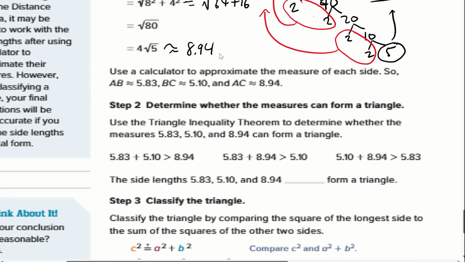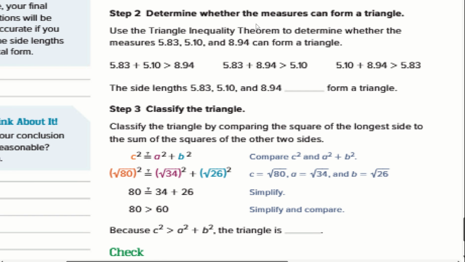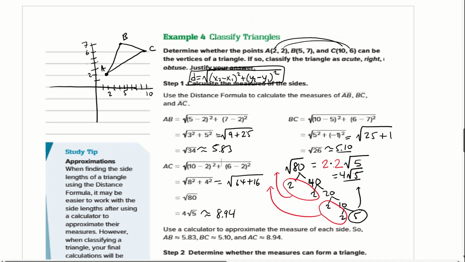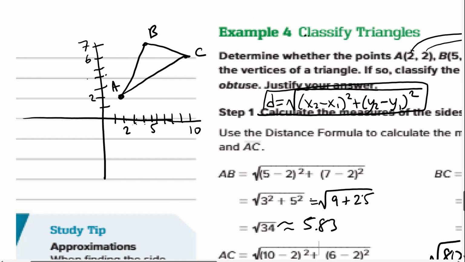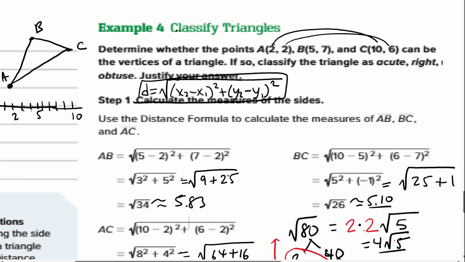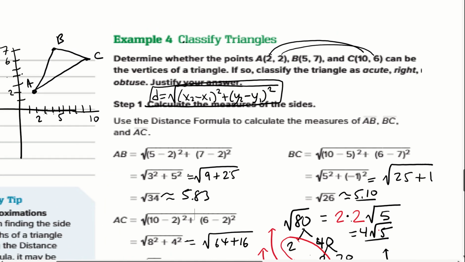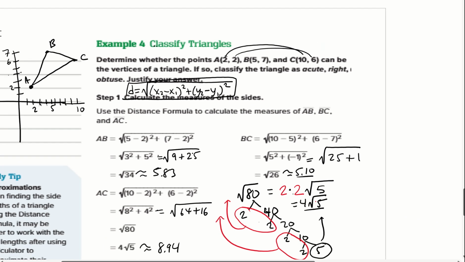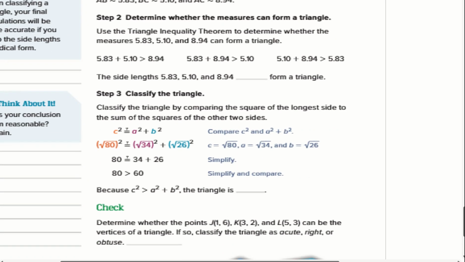So we got the distance formula. Now we're going to see whether they can form a triangle. Well, based on the drawing, we can see that they can form a triangle because we drew it. However, they did say, can it form a triangle? It says determine whether it can form a triangle. Well, we know that the answer is going to be yes, because we just drew the triangle. However, how do we do it if we don't draw it?